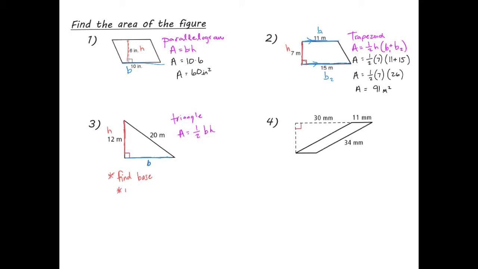And it's a right triangle, so we should find it using the Pythagorean theorem. Remember, that's a squared plus b squared equals c squared. Remember, c has to be the hypotenuse, so the 20's got to be your c. And then we'll call this side a, and we'll call this side b because it's already b. So it looks like I've got 12 squared plus b squared equals 20 squared.